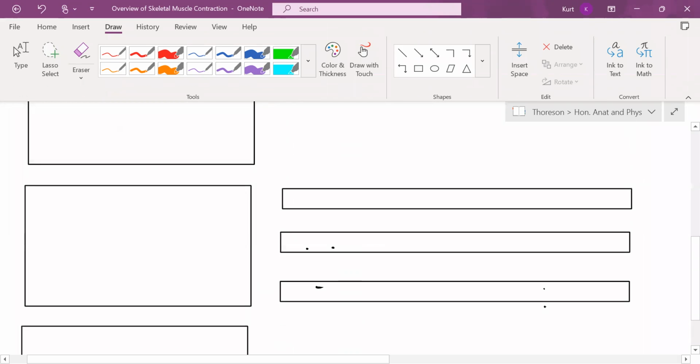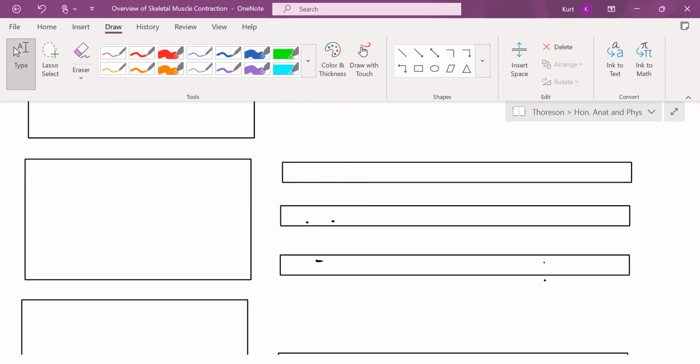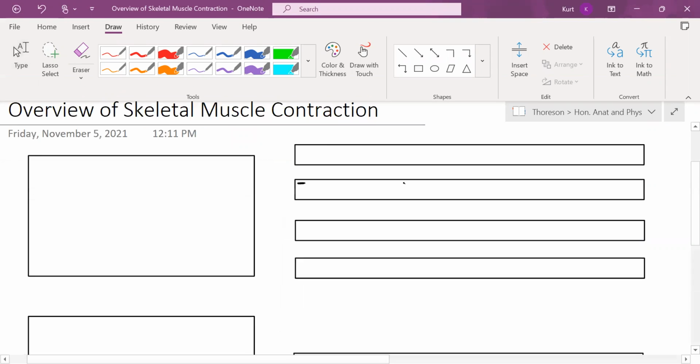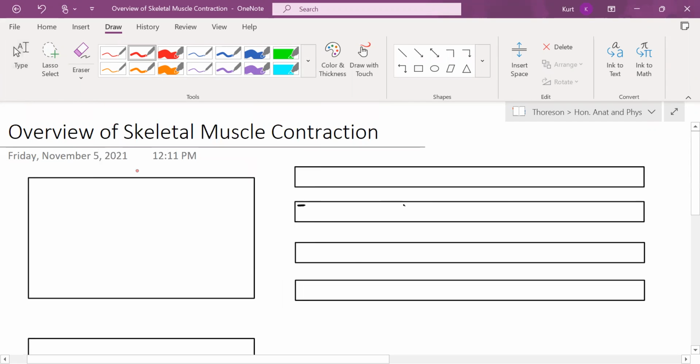So we have 4 stages, and then we have 9 components of each of those stages. So let's go ahead and get started on the first round. Sloan, what do you have for the first stage of skeletal muscle contraction?